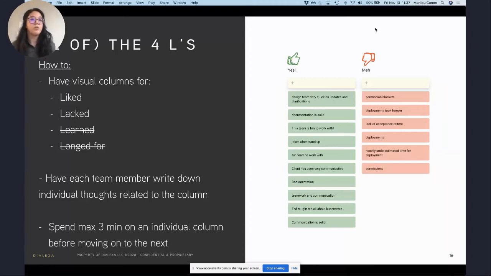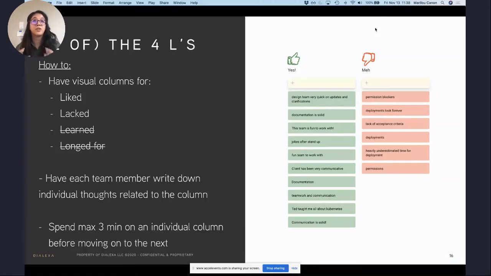In just focusing on those 2 topics, in this presentation, what you're going to do is have each team member write down an individual thought related to each column. So you would give this format to your team and say, hey, for the next 3 minutes, we're only going to think about things that we liked, right? Just to not cross-contaminate everyone's thoughts and just focus on what we liked. And then after that, move on to what you didn't like. It's focusing on keeping things organized.